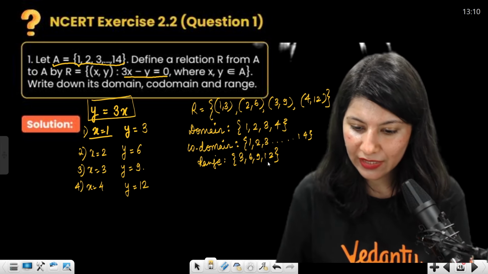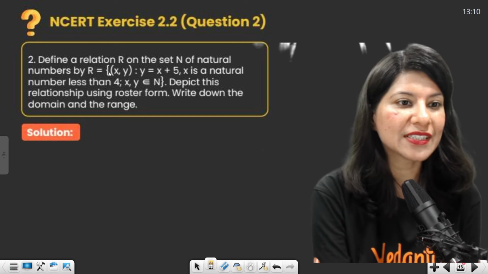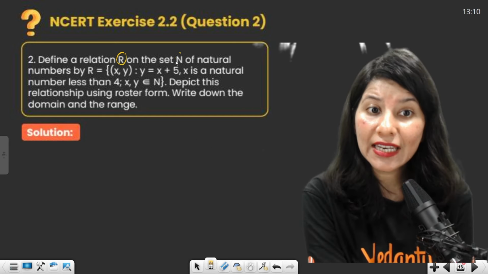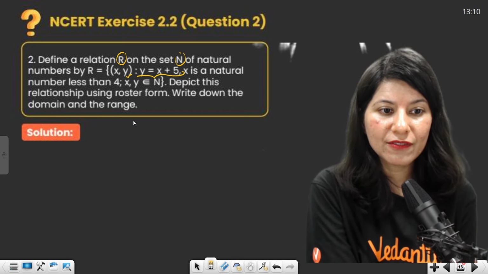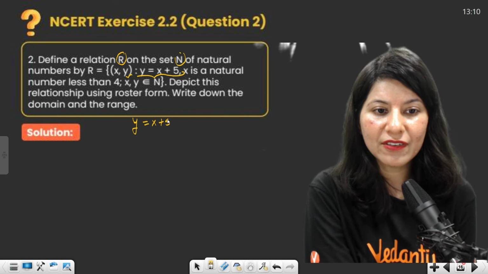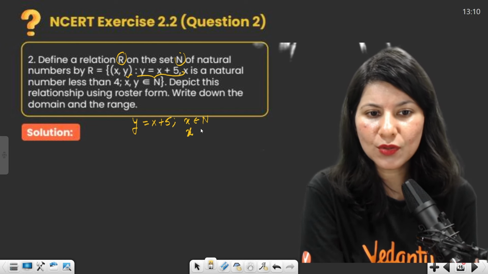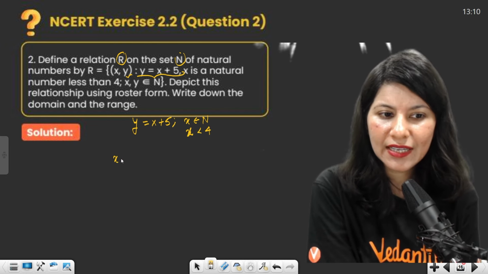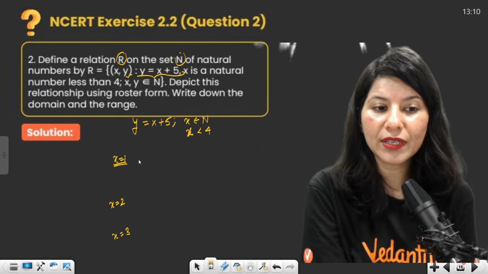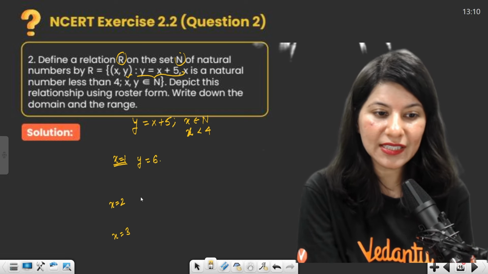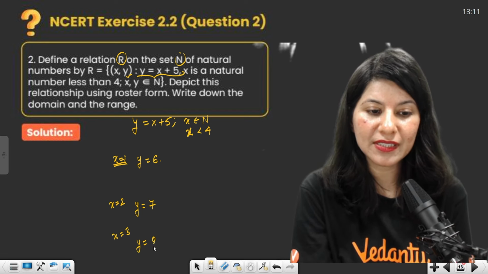So domain, codomain, range, everything is sorted in this question. Let us quickly move on to the next problem, which says define a relation R on the set N of natural numbers by y equals x plus 5, where x is a natural number less than 4. So we have only 3 options, right? x equals 1, x equals 2, and x equals 3. The moment I put x equals 1, y will be 6, 1 plus 5. Then y will be 5 plus 2, 7. And here y will be 5 plus 3, 8.